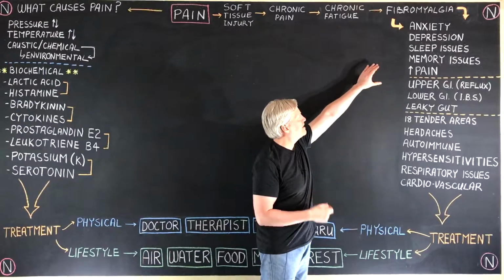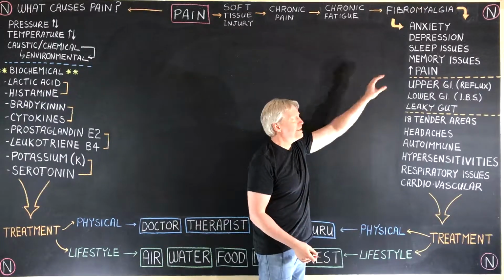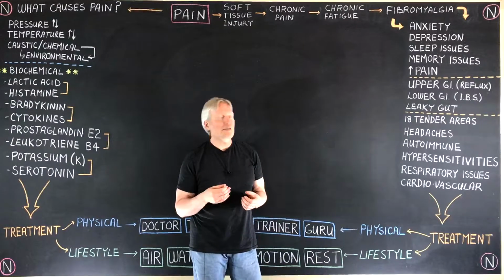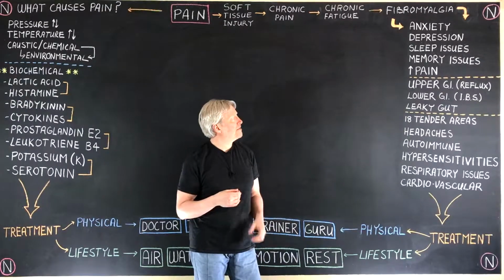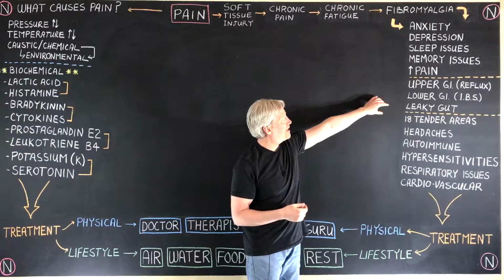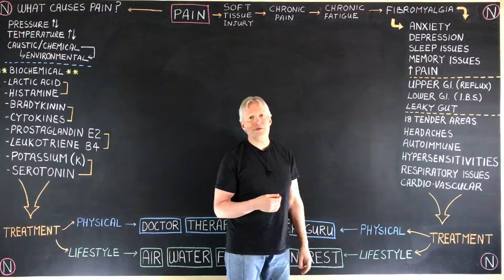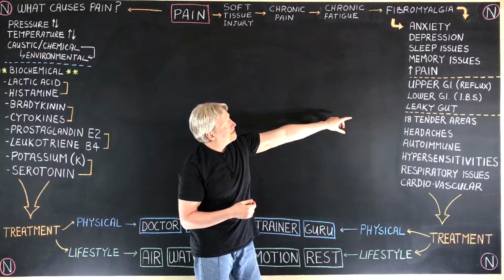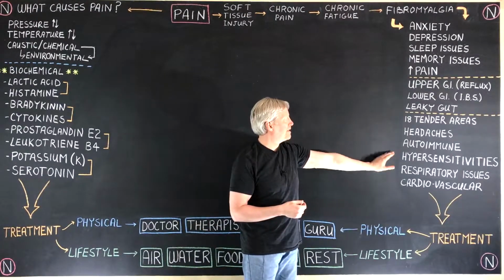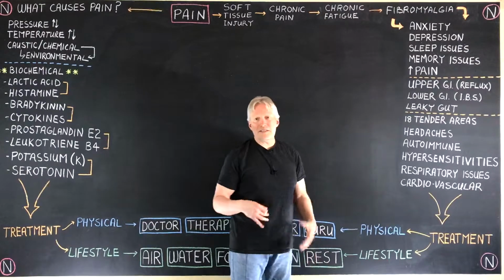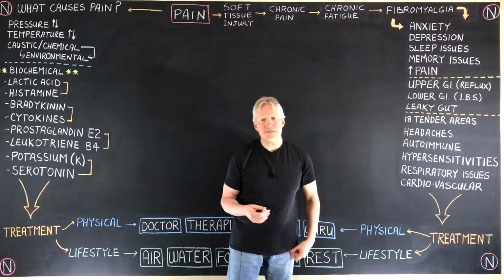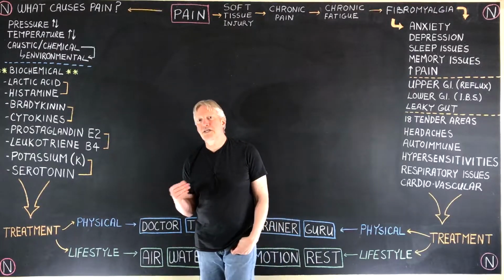So if we look at it, we see anxiety and depression. We see sleep issues, memory issues, increased conscious perception of pain, sensitization of pain receptors. We have digestive things, upper GI, lower GI, reflux and IBS, leaky gut syndrome. We also have our 18 mysterious tender areas or points, headaches, autoimmune and hypersensitivities. And as time progresses, respiratory issues, cardiovascular issues, and finally end-stage cancers.